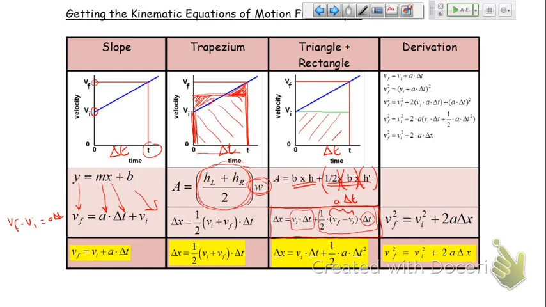And then the next thing we do, I look at this and I go, oh man. So Vf equals Vi plus A delta T, and Vf squared equals Vi plus A delta T squared. So Vf squared equals Vi squared plus 2 Vi A delta T plus A delta T squared. So Vf squared equals Vi squared plus 2A Vi delta T plus 1/2 A delta T squared. So Vf squared equals Vi squared plus 2A delta X.